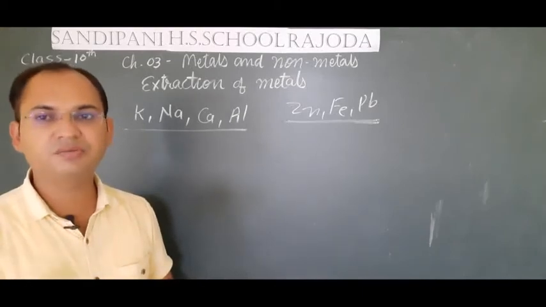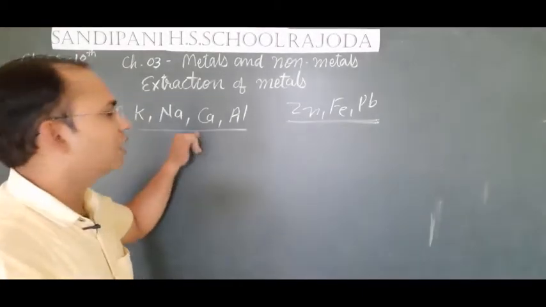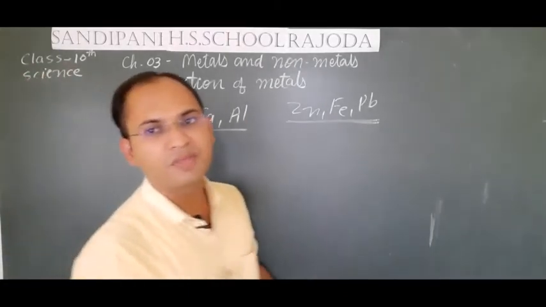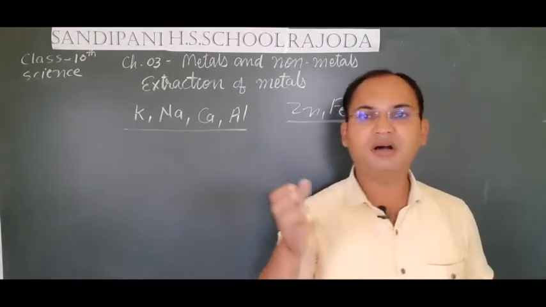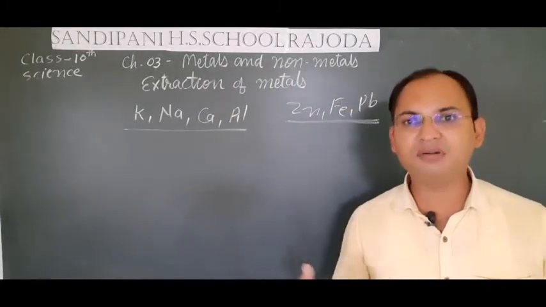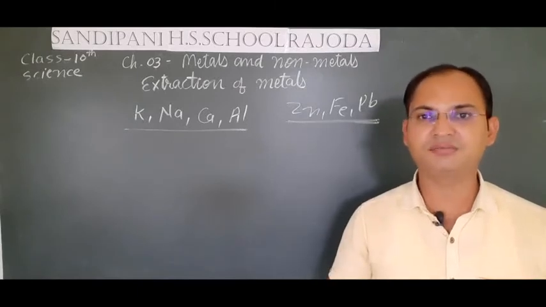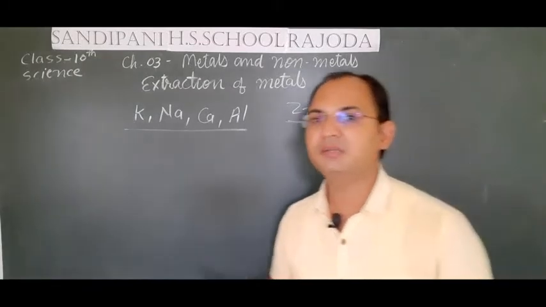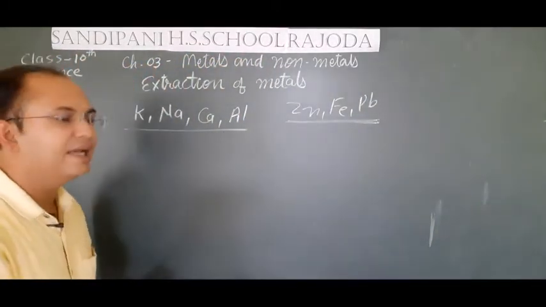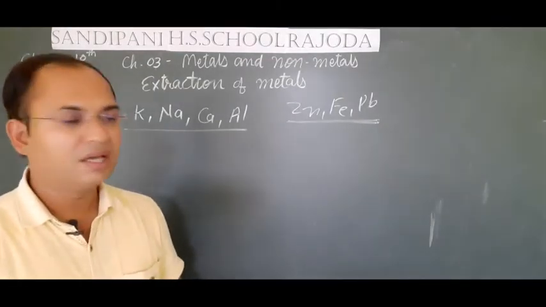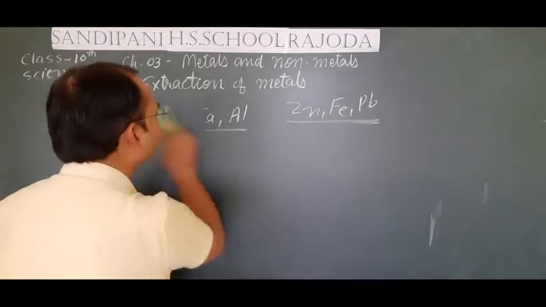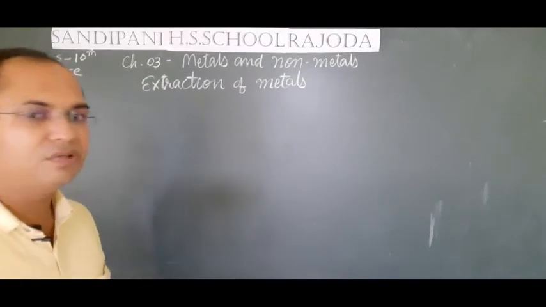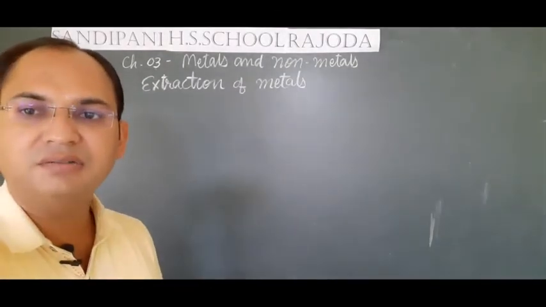The reason behind this, students, is that these metals have more affinity with oxygen as compared to carbon. So, instead of reacting with carbon, they combine with oxygen and form their oxides. So, in order to extract these metals from their ore, we apply a special type of method, that is the electrolysis method. In the electrolysis method, with the help of electricity, we purify these metals. Let's understand these methods.